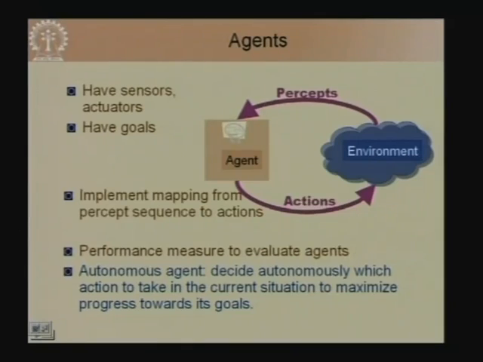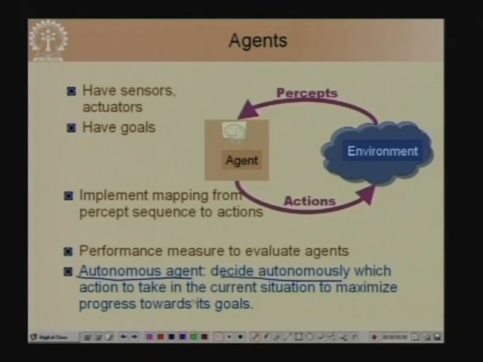So, an autonomous agent decides autonomously what action to take in its current situation in order to maximize its progress towards its goals. So, if the agent has a goal, the agent should try to maximize its goal so that its performance is maximum.